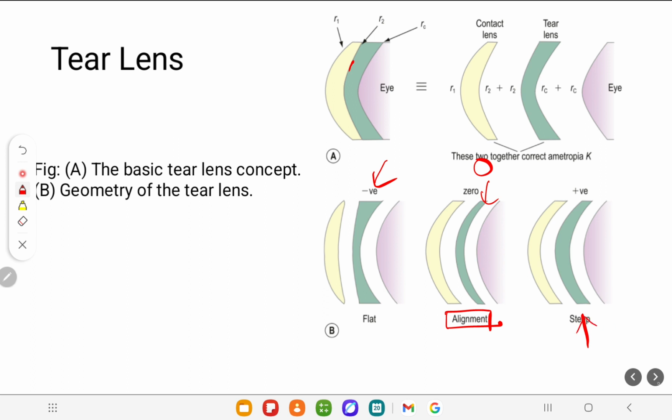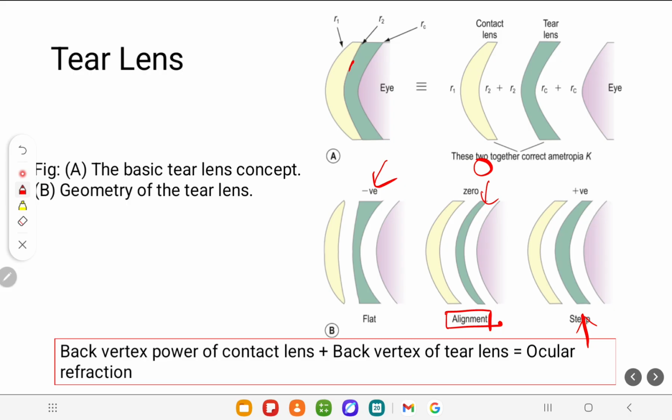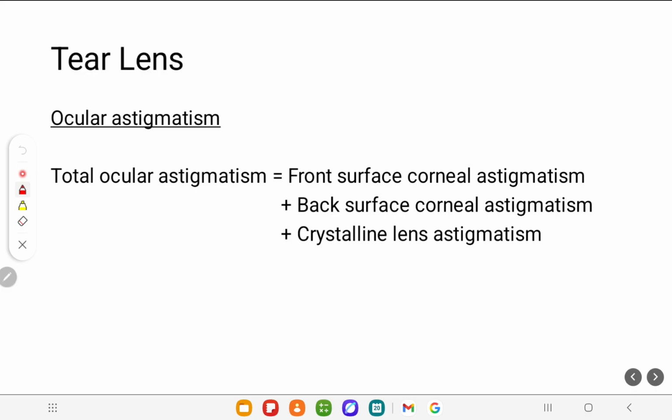So basically, the back vertex power of the contact lens plus the back vertex power of the tear lens is the ocular refraction. Whenever we are talking about rigid lenses, it's very important: it's not just the back vertex power of the contact lens, we have to add the back vertex power of the tear lens into the equation. Ocular astigmatism is front surface corneal astigmatism plus back surface corneal astigmatism, at the same time, crystalline lens astigmatism.